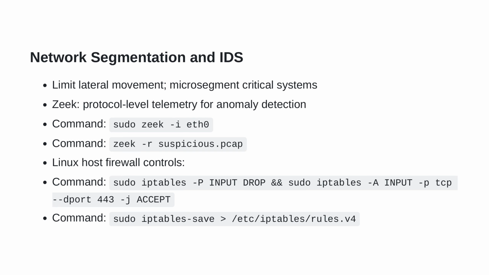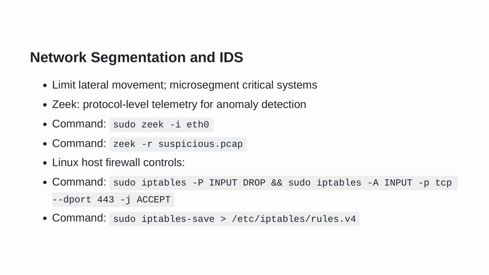To monitor live traffic on a host or a tap, run sudo zeek -i eth0. To analyze a capture offline, use zeek -r suspicious.pcap. Zeek will emit rich logs like connections, DNS, HTTP, and TLS you can ship to your SIEM.